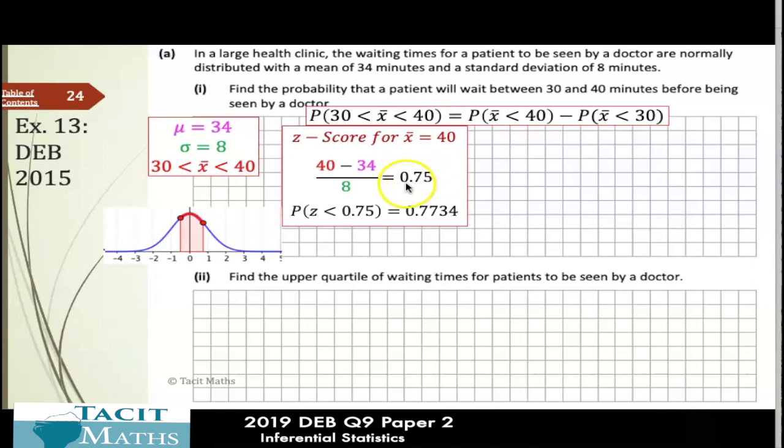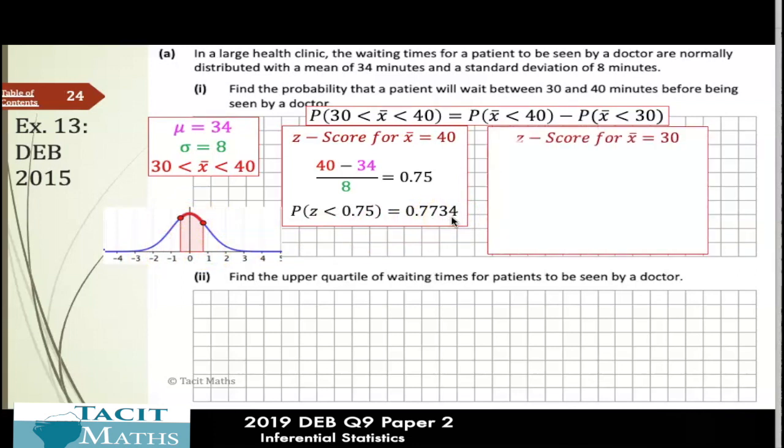And if we go to the log tables, the probability that it's less than a z-score of 0.75, that's that z-score here, 0.75, and we're looking in the log tables, that number corresponds to all of this area here. Okay, and that's 0.7734. We do the exact same thing then for 30.